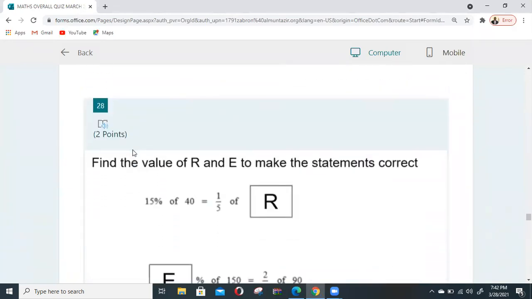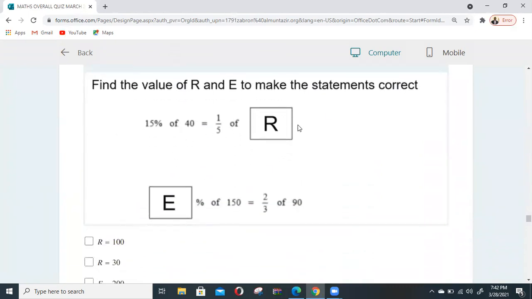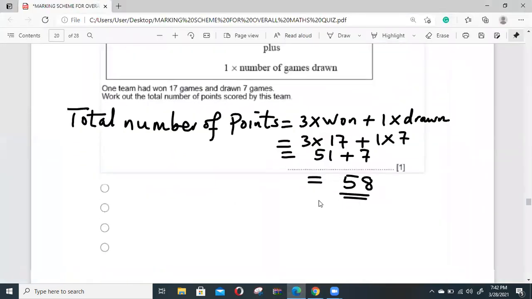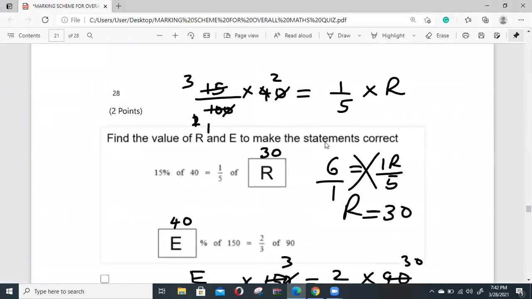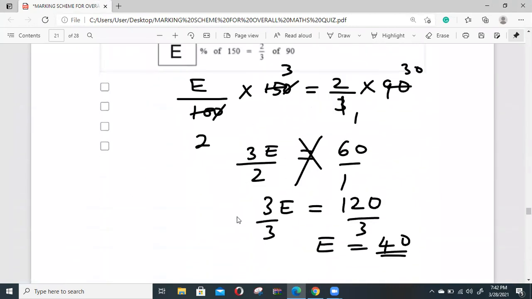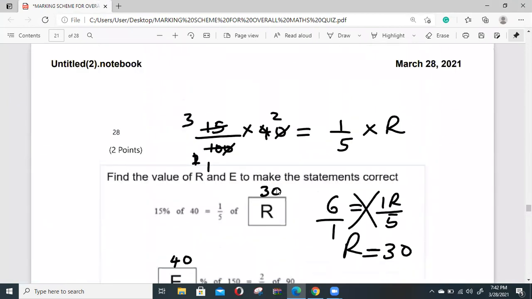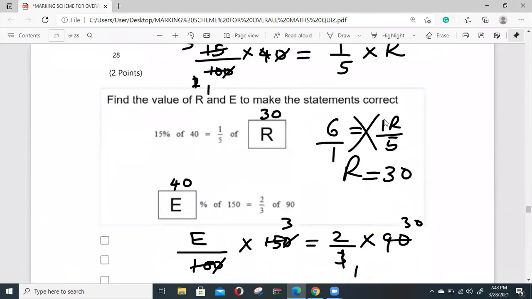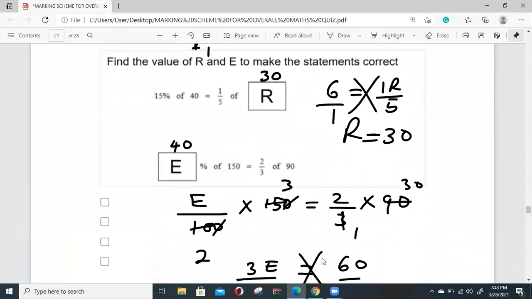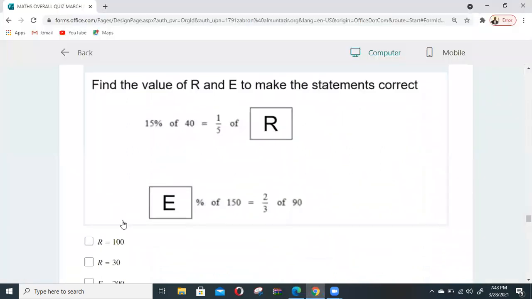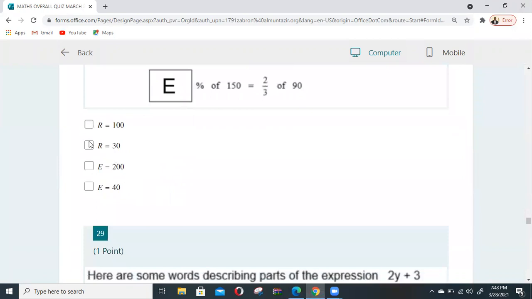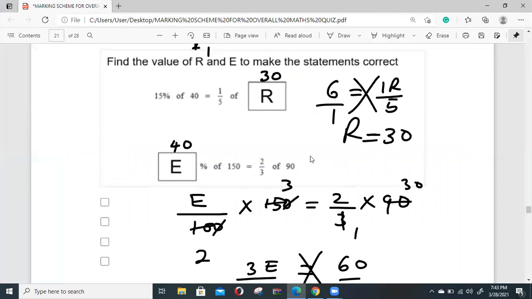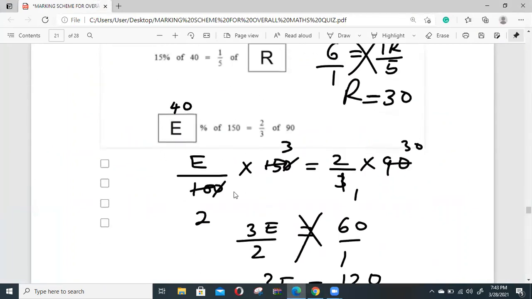The next question here is find the value of R and E to make the statements correct. I have done that question. I got R is 30. Can you see the calculation here? Don't worry, this is the marking scheme that you're going to get later. So R is 30, and then E is 40. This is the calculation. So R is 30, so I tick that. I did this calculation, and E is 40.